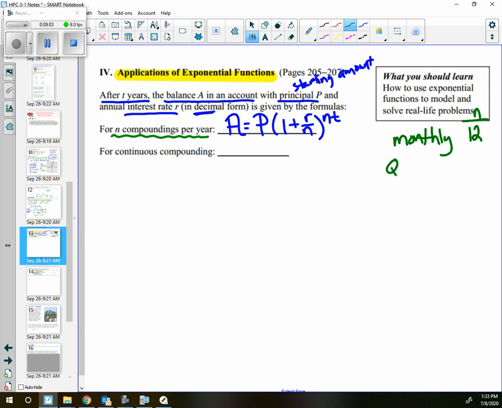What if they say quarterly? What do you suppose quarterly would mean? What would your N value be? How many times per year would quarterly be? Well, how many quarters are there in a dollar? 4. So that would be 4 times a year.